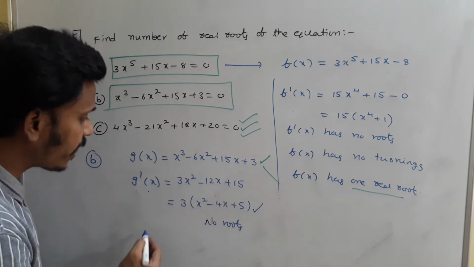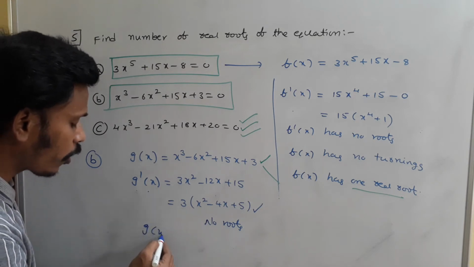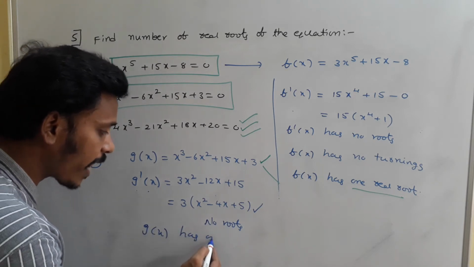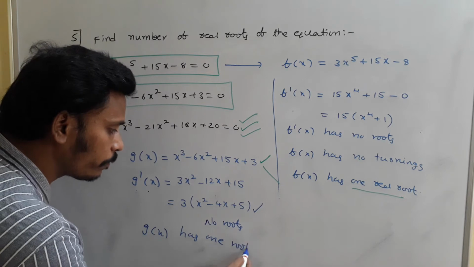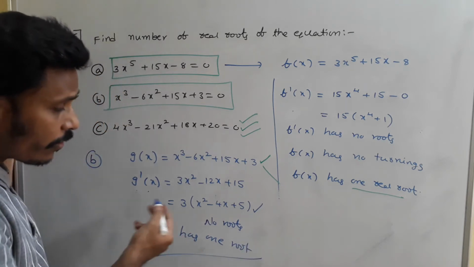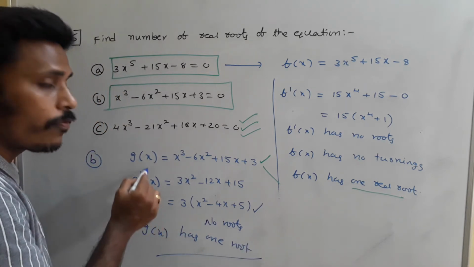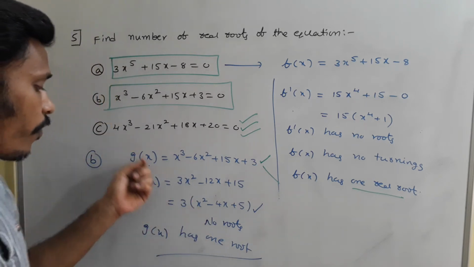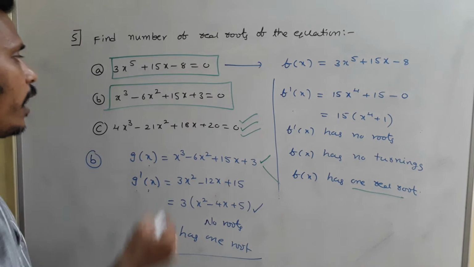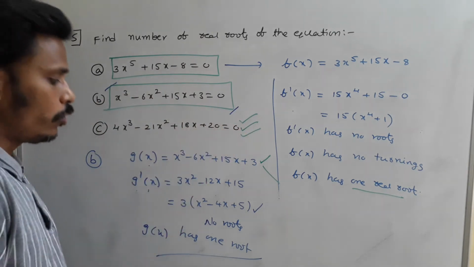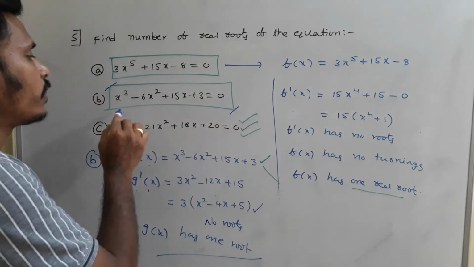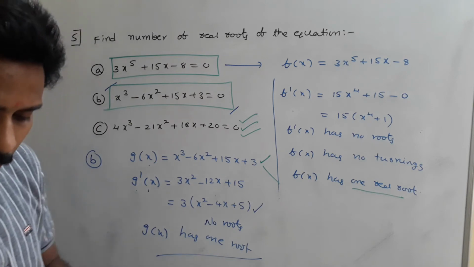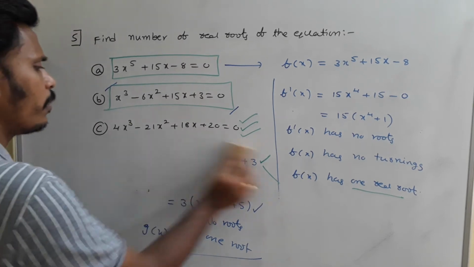Since again g dash of x has no roots, that concludes that g of x has again only one real root. Okay, just recheck it. The derivative of g of x has no roots, and so g of x has only one real root, and this function totally has three roots. One is the real root and the other two are complex. Okay, right, you just think about bit c.